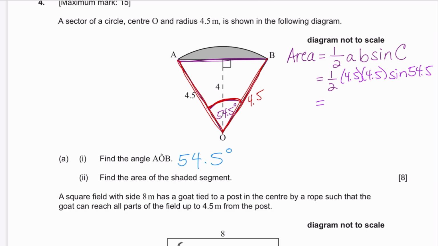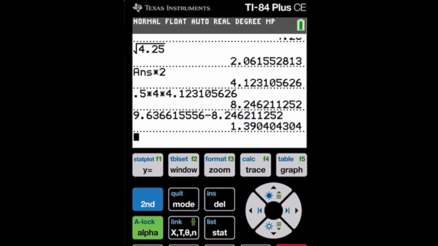But again, there's so many ways for you to get that answer. It doesn't really matter as long as you show your work and you end up with the correct answer at the end. So just to finish off the problem, it'll be 0.5 times 4.5 times 4.5 times the sine of 54.5.